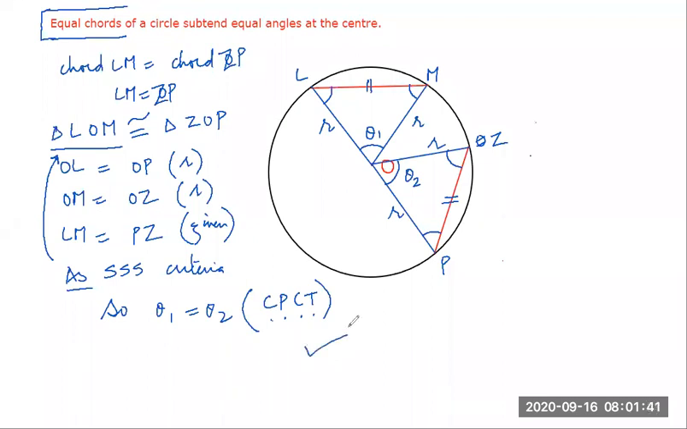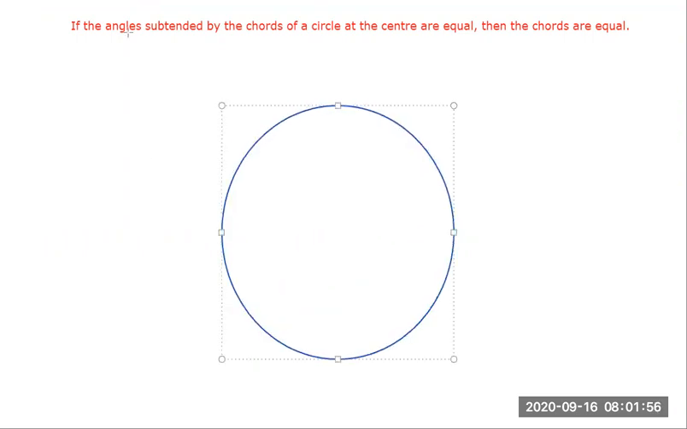Now students, very quickly, we can prove this also: if the angles subtended by chords of a circle at the center are equal, then the chords are equal. I'll take just 1 minute to prove it. You see, this is a circle. Now what is given? Angles subtended by the chords at the center are equal. The chords being equal is not given. What is given is the angle subtended is equal.